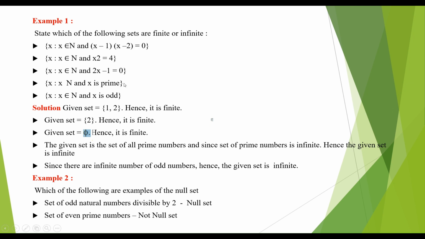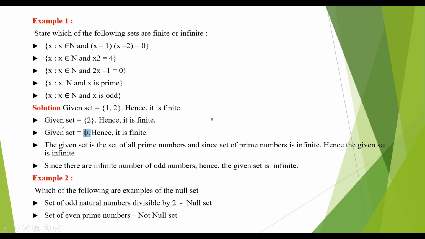So the equation is satisfied. Now next, put the value 2. 2 minus 1 is 1. Again here, 2 minus 2 is 0, and 0 into anything is 0. So it equals 0 and is satisfied. So it is a finite set. We have two numbers, 1 and 2.